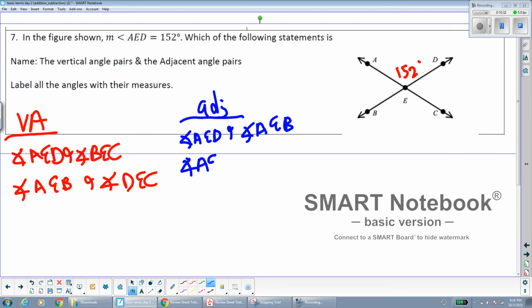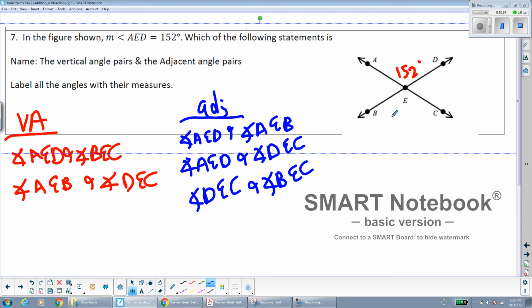But angle AED is also adjacent to angle DEC. Let's keep going. Angle DEC, this one over here, is also adjacent to angle BEC. And angle BEC is also adjacent to angle AEB. And there we have it. We have all of the adjacent angle pairs in this diagram.